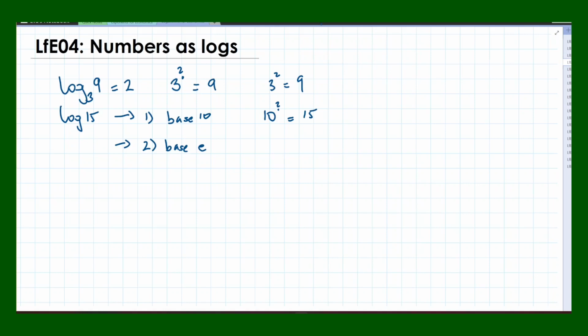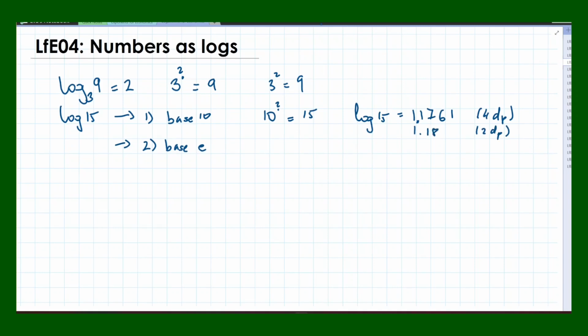In this case, I could replace log base 10 of 15 with the number 1.1761 rounded to 4 decimal places. I could have rounded to 2 decimal places. If I was to round to 2 decimal places, this would be just 1.18.